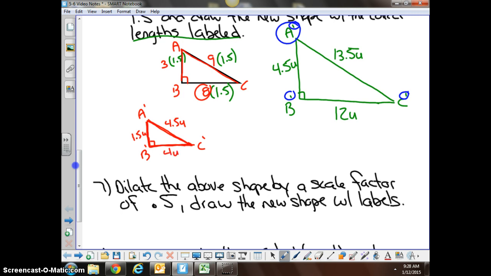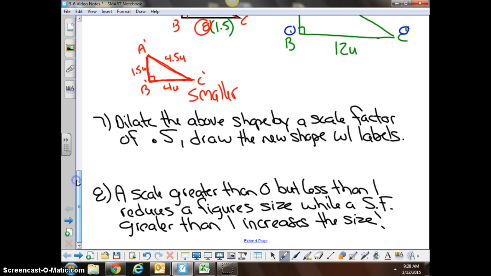So in the second example, or number 7 here, we dilated our shape to be smaller because we multiplied by a number less than 1. And in the first example, we multiplied by a number bigger than 1, and we got a bigger shape. And number 8 actually talks about that point. A scale factor greater than 0 but less than 1 reduces a figure size, while a scale factor, SF, can also represent scale factor, while a scale factor greater than 1 increases the size.